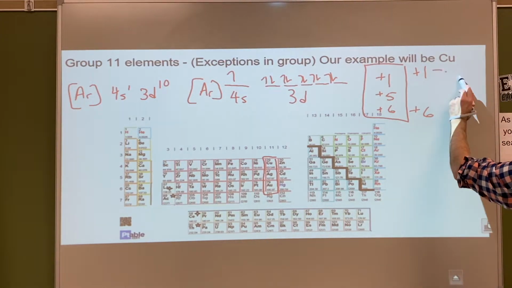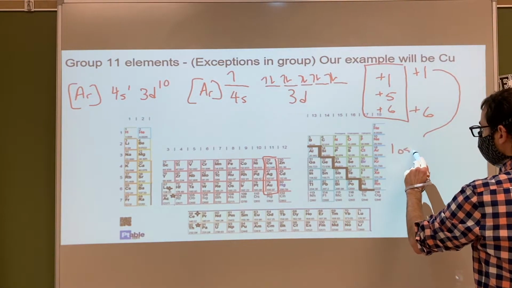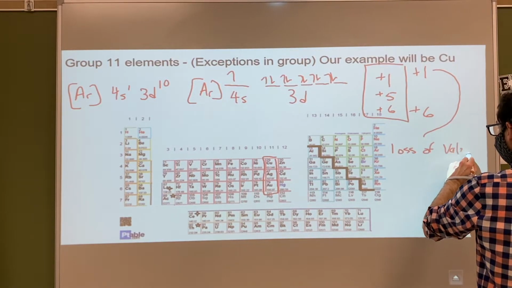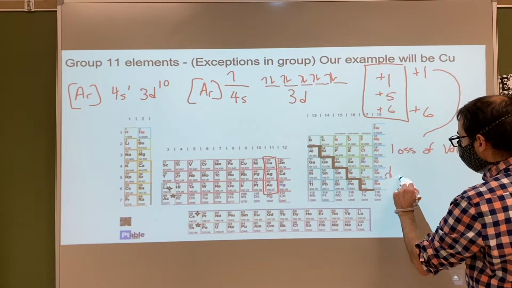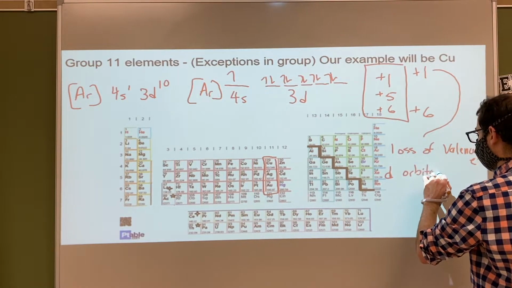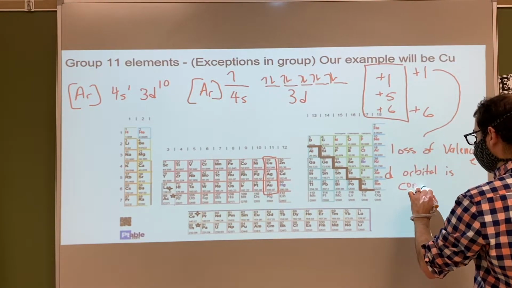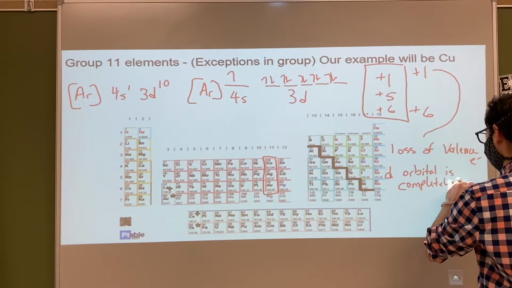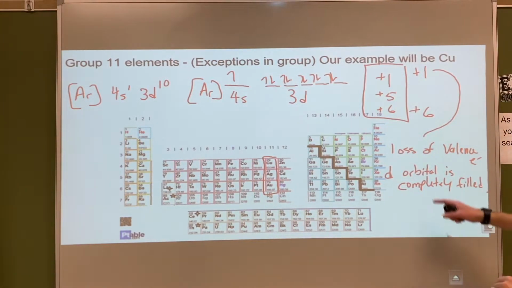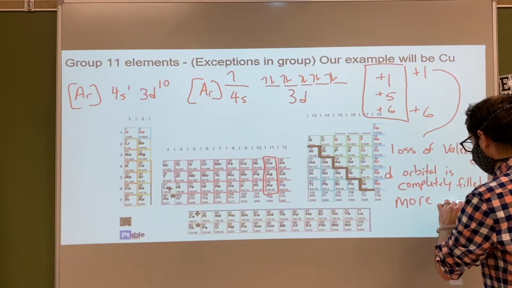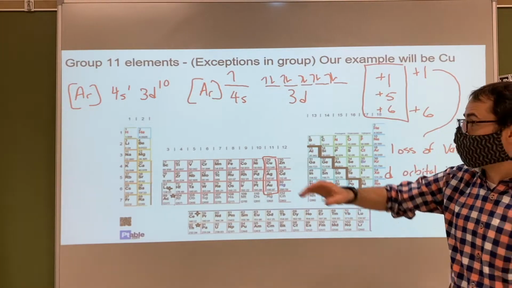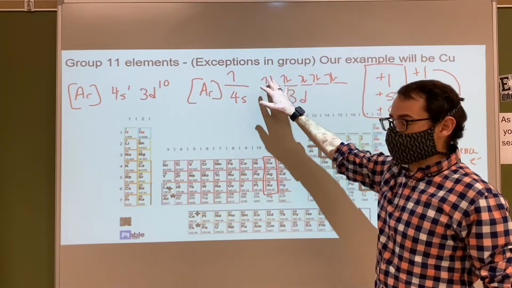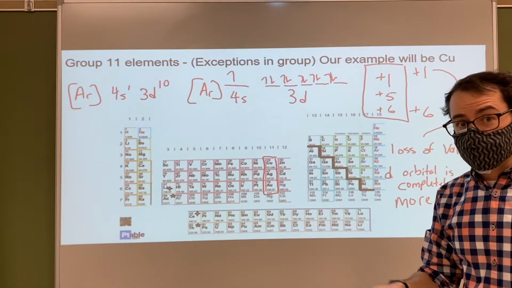So let's do +1 first. This one would be loss of valence electrons as usual. Okay, but you also have to say that d orbital is completely filled. All right, and more stable. You always have to write more stable. All right, so this is for +1. And this is acknowledging that you understand the two things that are important. One, the loss of valence electrons, but you also understand that a completely filled d orbital is good, all right?